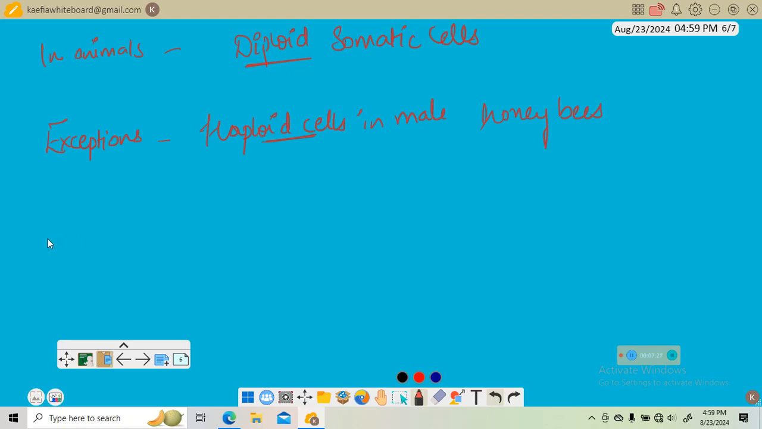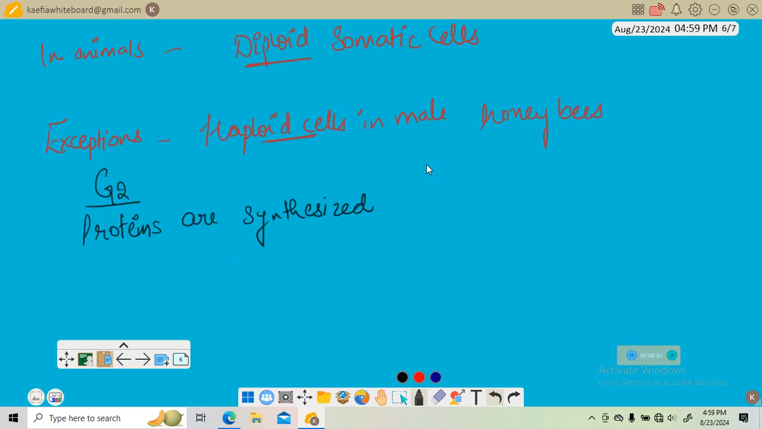Now coming to G2 phase. During G2 phase, proteins are synthesized. Proteins are synthesized in G2 phase for preparation of mitosis, and cell growth will continue as it is.